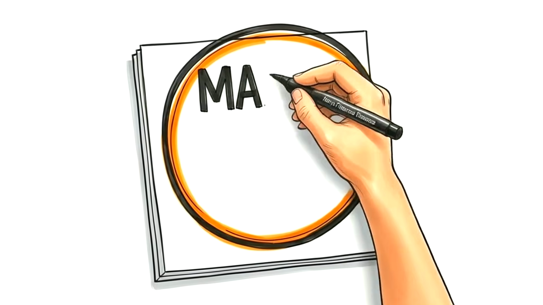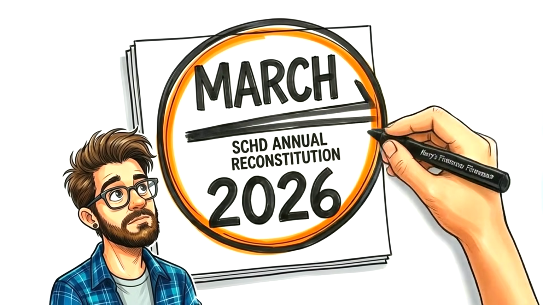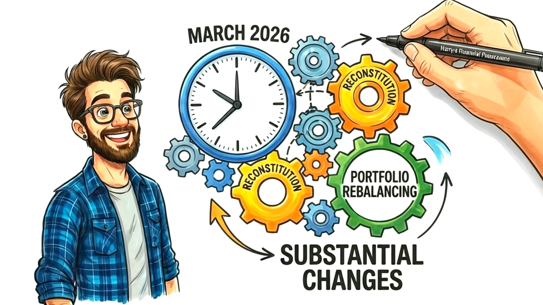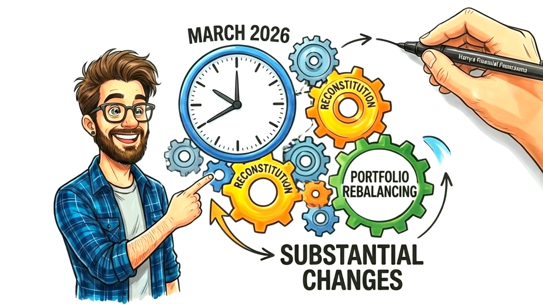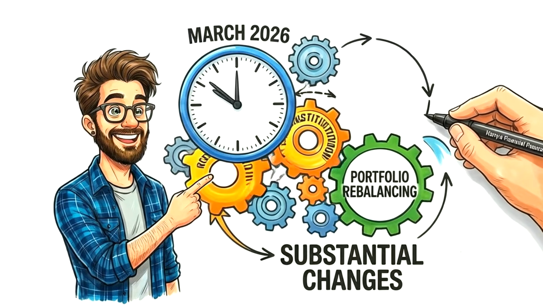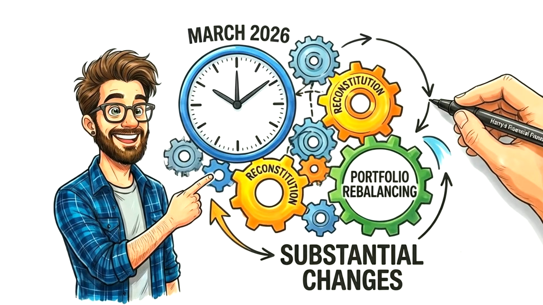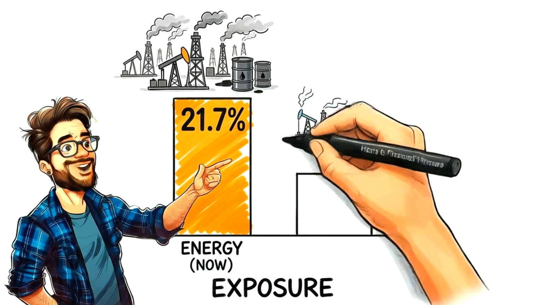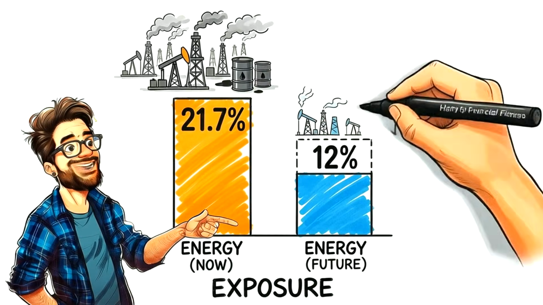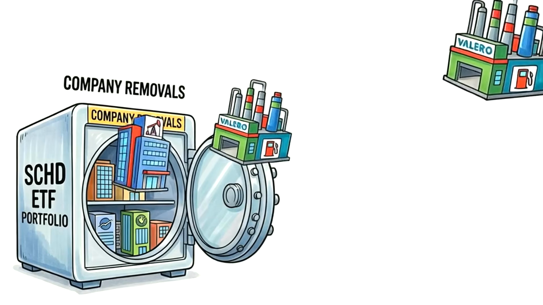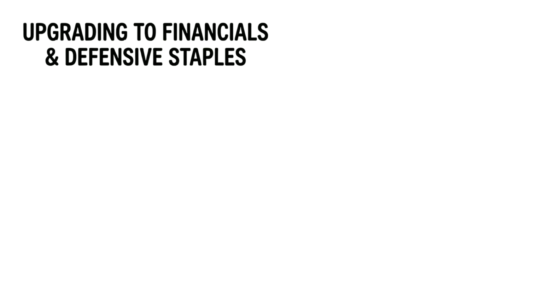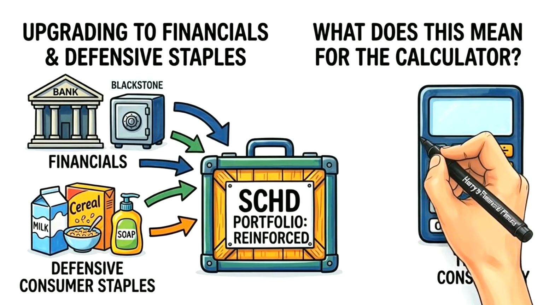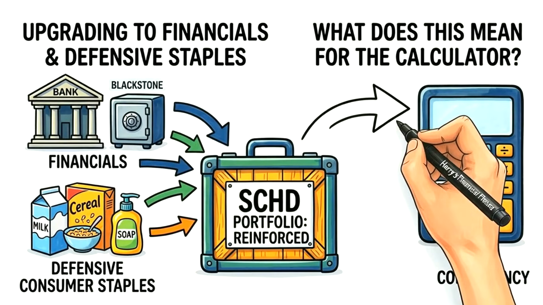There's one more thing I want you to understand about SCHD specifically, because the timing is actually significant. SCHD's annual reconstitution, where the fund rebalances its holdings, is happening in March 2026. The expected changes are substantial. Energy sector exposure, which currently sits at around 21.7%, is projected to drop to roughly 12%. Companies like Halliburton and Valero could be removed. Meanwhile, the fund is expected to add more financials, potentially Blackstone, and increase its defensive consumer staples positions.